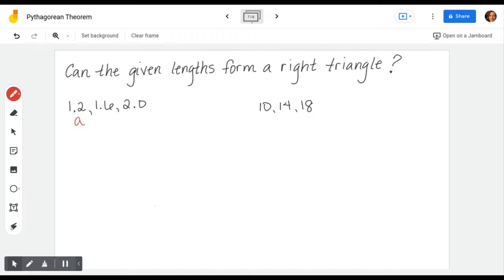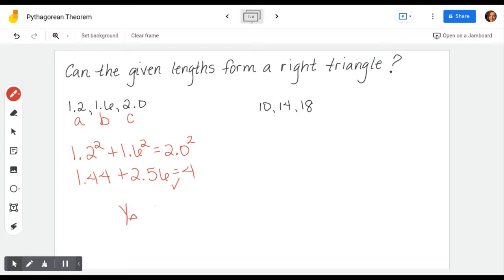I'm going to call this A, I'm going to call this B, I'm going to call this C. So I'm going to see if 1.2 squared plus 1.6 squared really does equal 2.0 squared. 1.2 times itself is 1.44 plus 1.6 times itself is 2.56. 2.0 times itself is 4. If you add those together, it works. So because that works, yes, it was a right triangle.